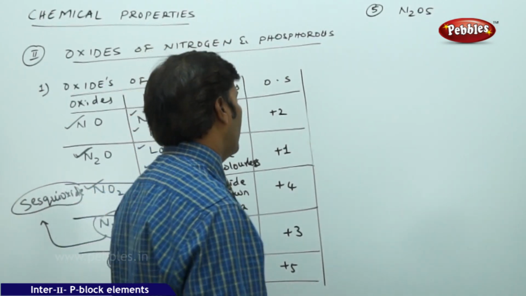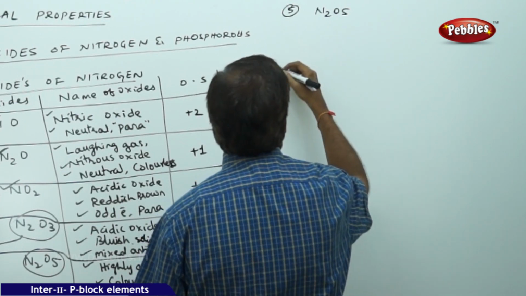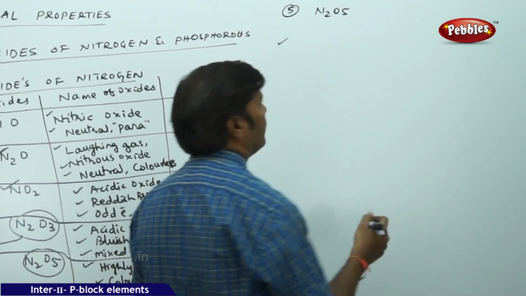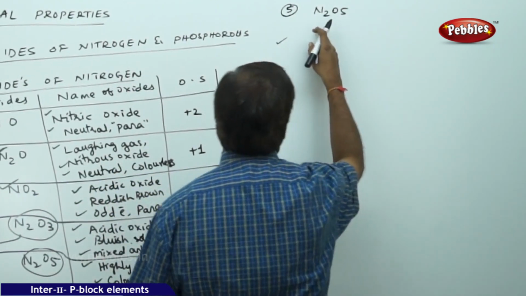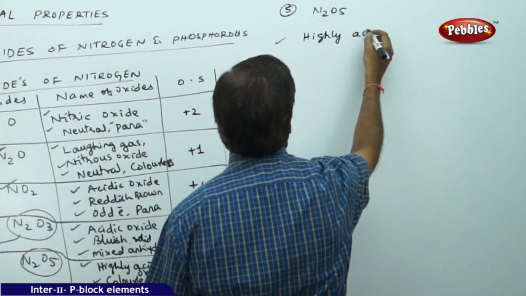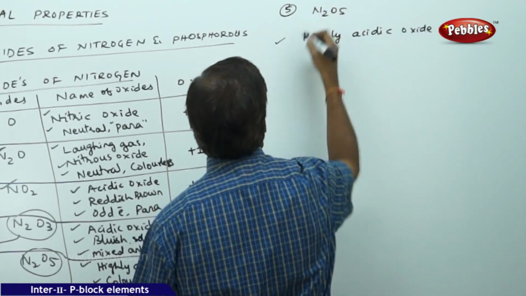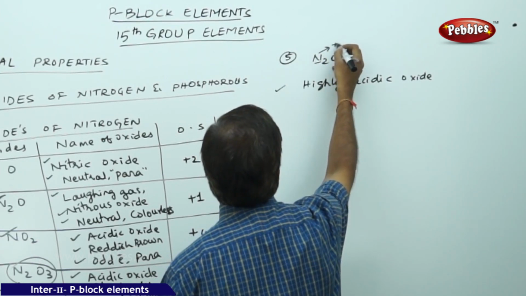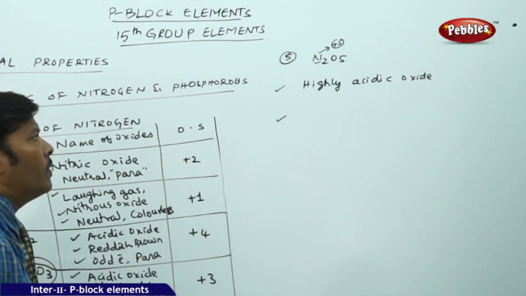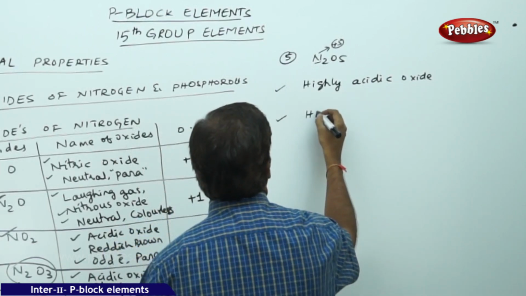So the last oxide is dinitrogen pentoxide, or nitrogen pentoxide. It is a highly acidic oxide. The reason is that in nitrogen pentoxide, the nitrogen oxidation state is +5. That is one reason. Then the second thing is, if you want to prepare nitrogen pentoxide, you can prepare it directly from nitric acid itself.